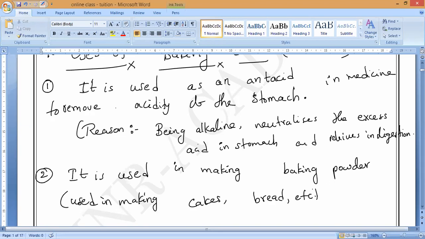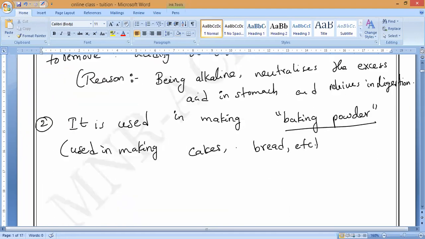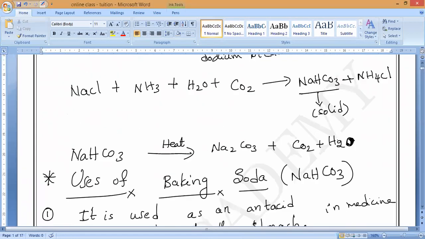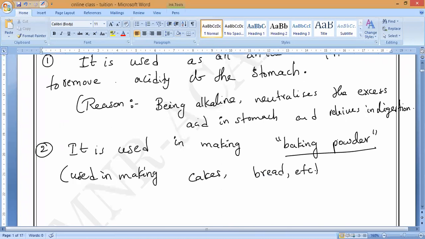Everything. So now, what is this baking powder? This is our question, and it is also very, very important. So actually, baking soda is a compound or mixture. Anybody? Sodium hydrogen carbonate, NaHCO3. Is it a compound or mixture? Tell me.